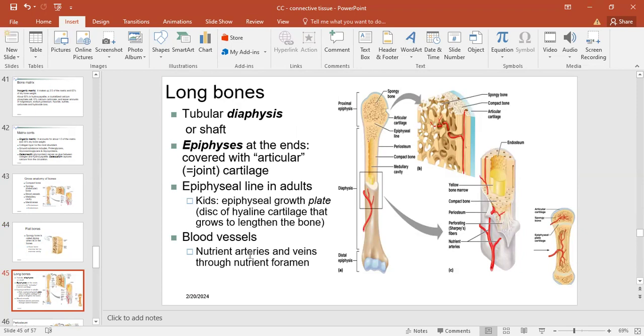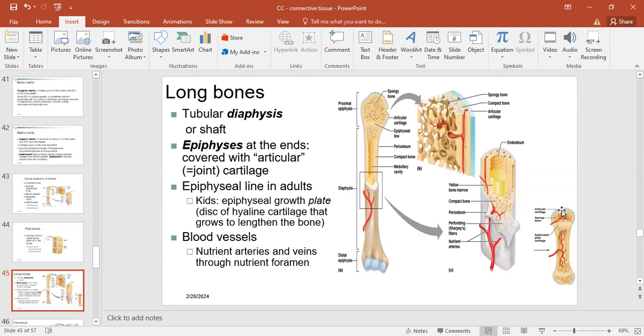Okay, so we've talked about these things, the epiphysis, the diaphysis, and the epiphyseal line. In adults, this line here is the epiphyseal line. In children, it is known as the epiphyseal growth plate. The epiphyseal growth plate is a plate involved in the development of bones. As the bone is developing, it develops from hyaline cartilage.